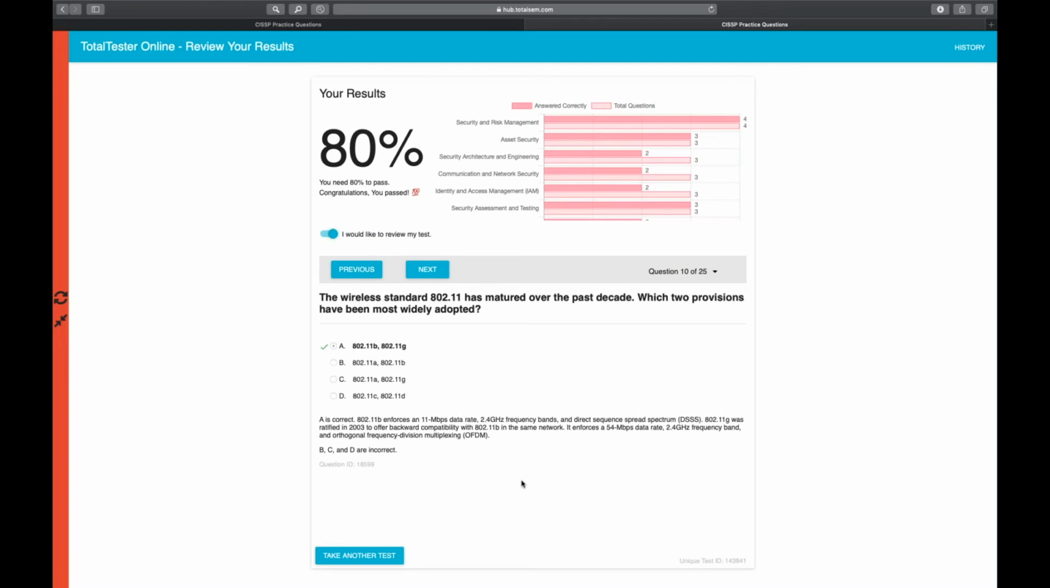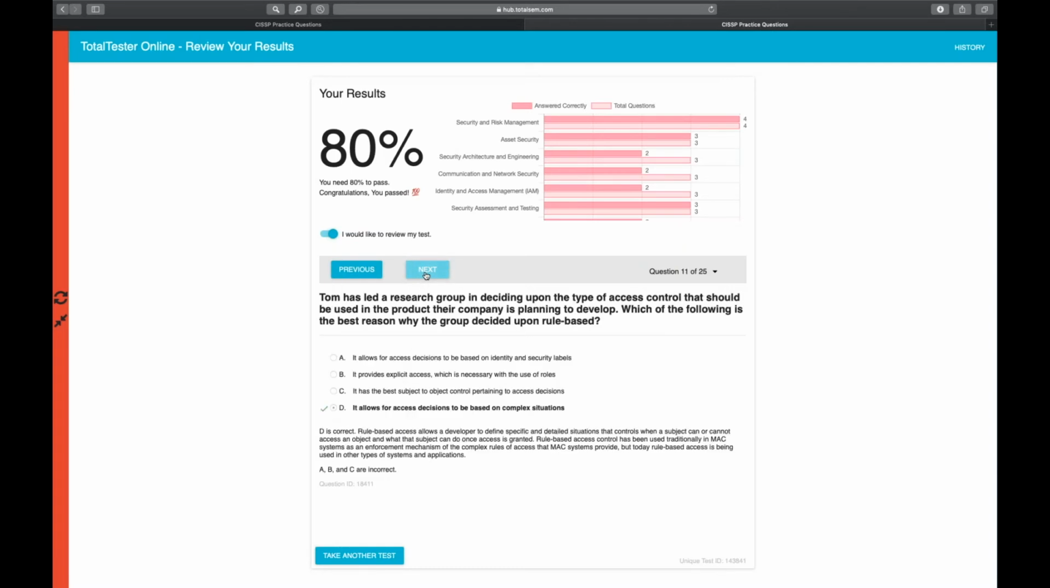802.11b enforces an 11 megabits per second data rate, 2.4 gigahertz frequency band, and direct sequence spread spectrum. 802.11g was ratified in 2003 to offer backward compatibility with 802.11b in the same network. That is a little more technical than I think we should have to go.